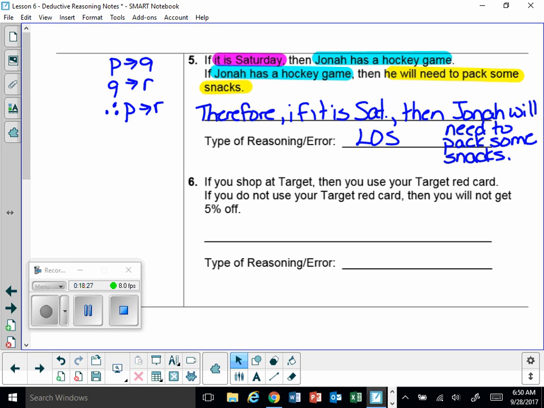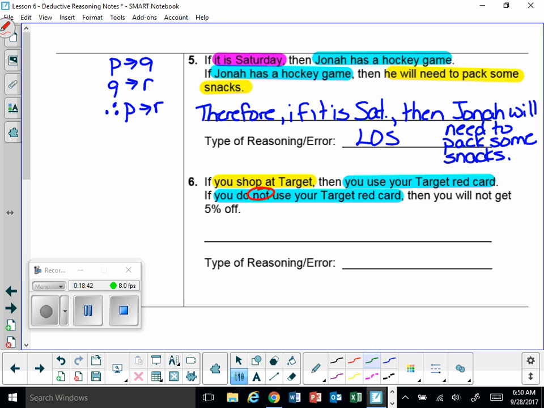Alrighty, if you shop at Target, then you use your Target Red Card. If you do not use your Target Red Card, I better circle the word not here, then you will not get 5% off. All right. And I've got the word not here also. So let's see what these symbols say. I've got a conditional, but then the conclusion is negated, and I have a new negated statement.